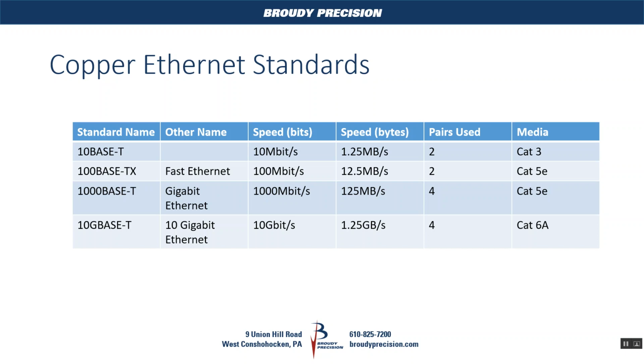We moved up again to gigabit Ethernet, which gave us 1,000 megabits per second, or gigabit speeds, and that used 4 pairs of wires as opposed to the previous 2, but it still used the Category 5E cabling. Then we bump up from the gigabit Ethernet to 10 gigabit Ethernet, that's 10G base T. We won't typically see that in any of our applications, but it's good to know that it's there, and the requirement for that is Category 6A cabling.